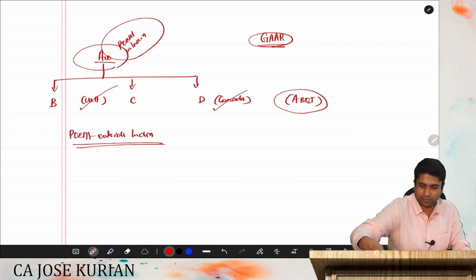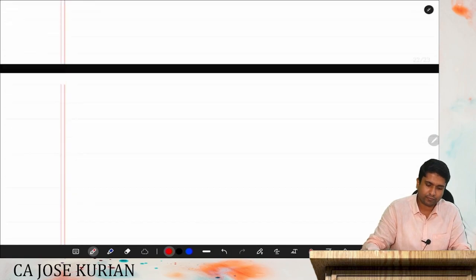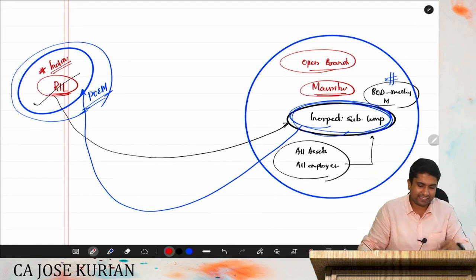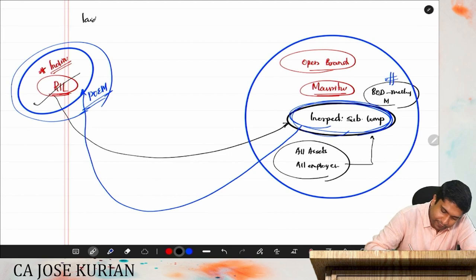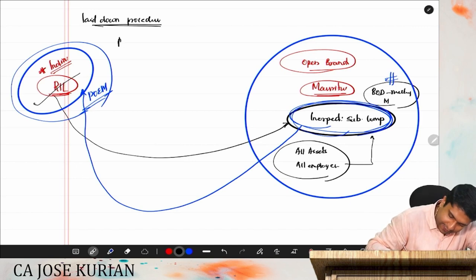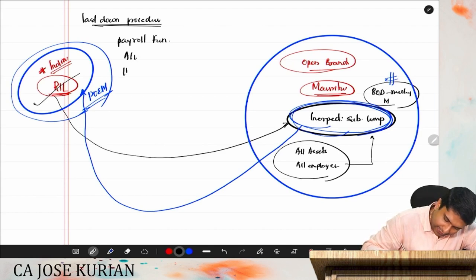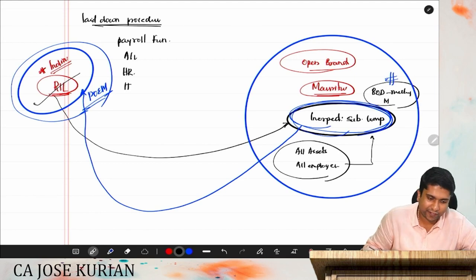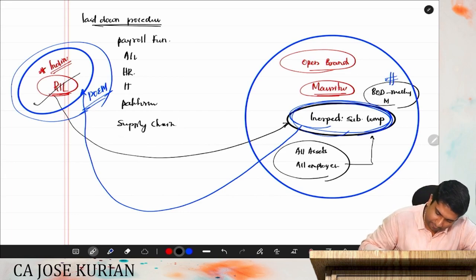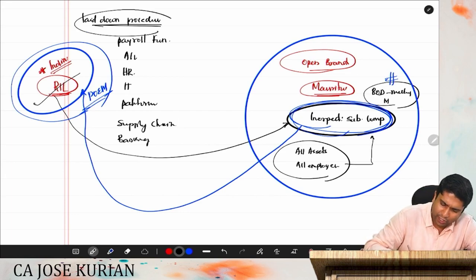And one more thing I should share with you. Listen, say for example, I've given you an example earlier, that is Reliance and their branch in Mauritius. Say Reliance Industries has a laid down procedure, especially in the area of, say for example, payroll functions, accounting functions, HR functions, IT infrastructure related things, platforms, supply chain function, then banking procedures, etc.